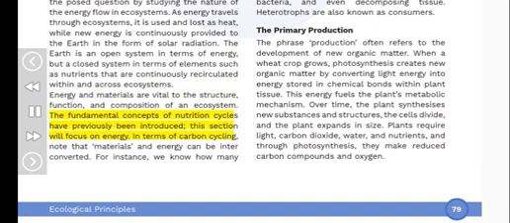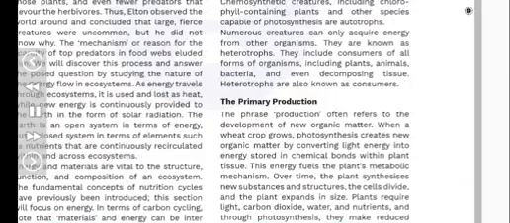The fundamental concepts of nutrient cycles have previously been introduced. This section will focus on energy. In terms of carbon cycling, note that materials and energy can be converted. For instance, we know how much energy a gram of carbon compounds such as lipids or carbs has.